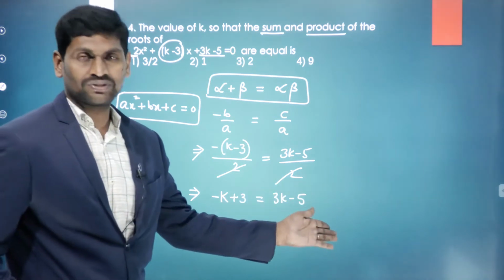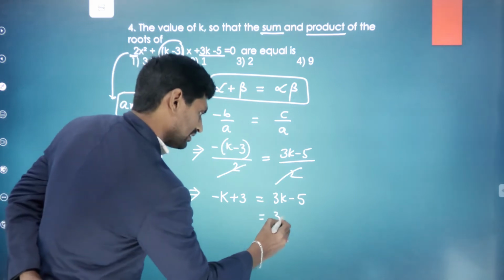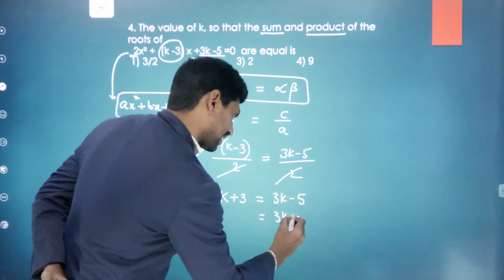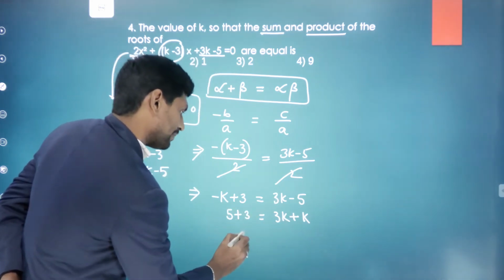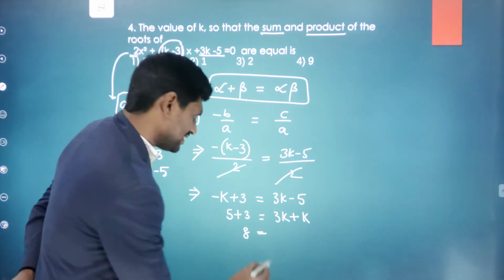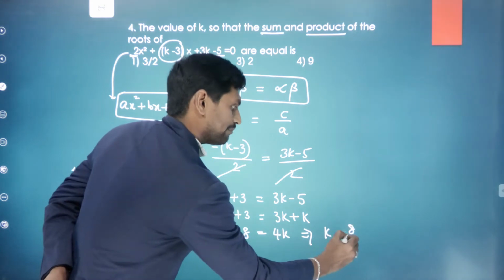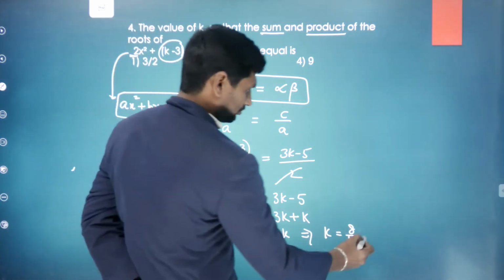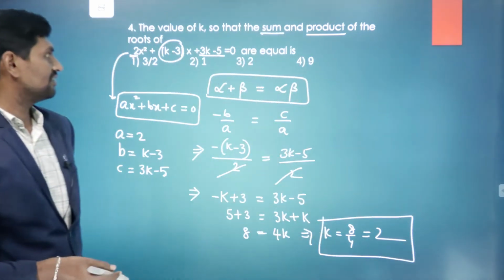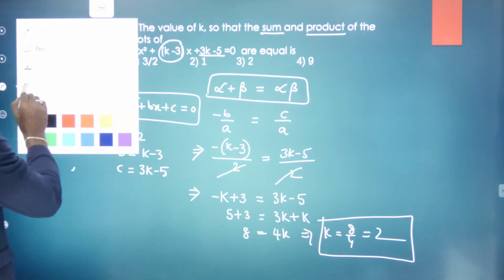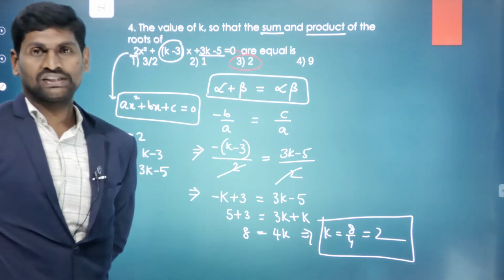Bring all the k terms to one side and constants to the other side. Minus k transposed to that side becomes plus k, and minus 5 becomes plus 5. So 5 plus 3 is 8, and 3k plus k is 4k. Therefore k is equal to 8 by 4, nothing but 2. So our answer for k is 2, the third option.